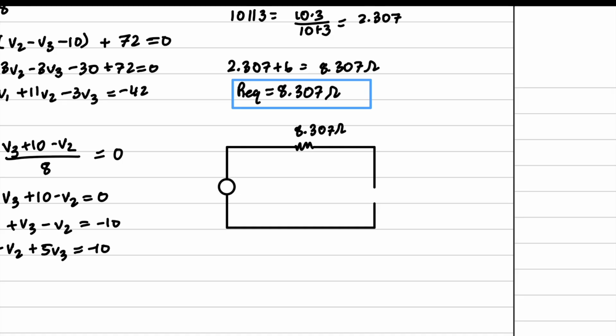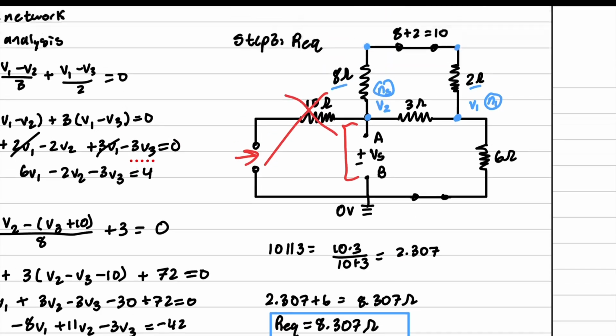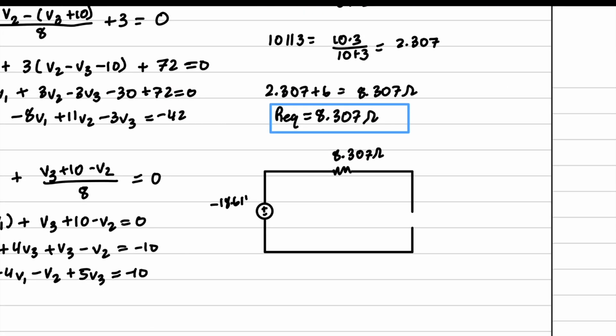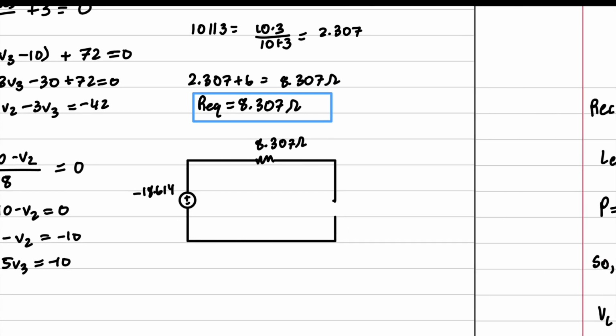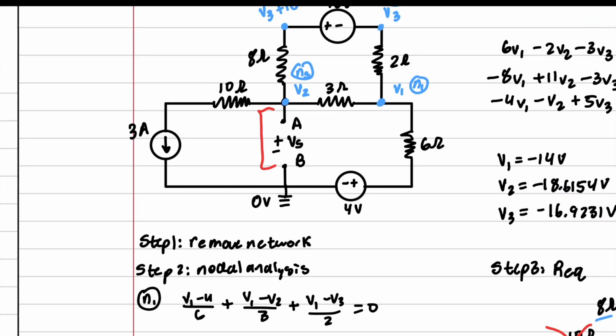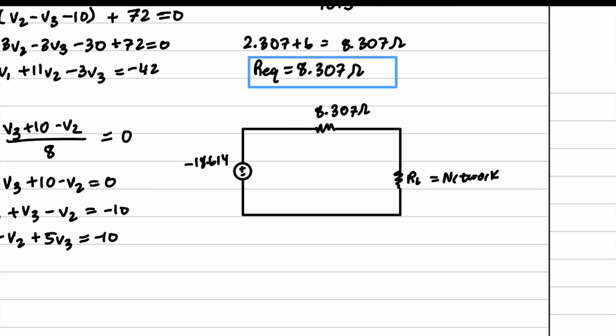And that VS is, what was the VS? Negative 18.614. Okay? And RL is our network. That's the network that was inside of this guy right here. Okay? Cool. Now we are going to apply the max power transfer theorem.